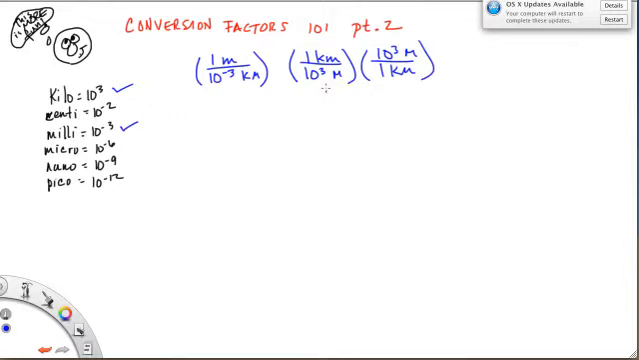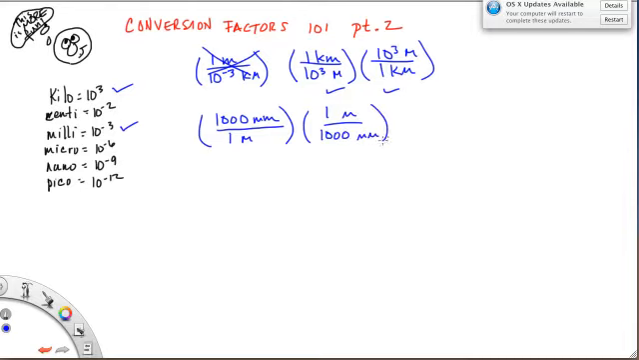Okay, these two are really ones that you use more often than you would this one, so I'm going to cross it out for right now. And for milli, there are 1,000 millimeters in 1 meter. I could also write that in 1 meter, there's 1,000 millimeters.